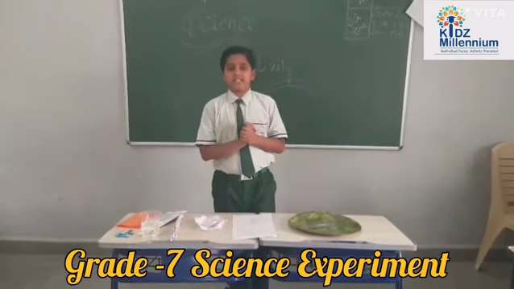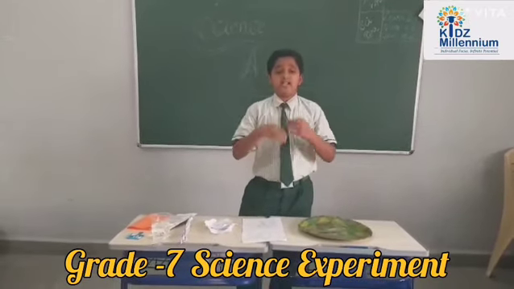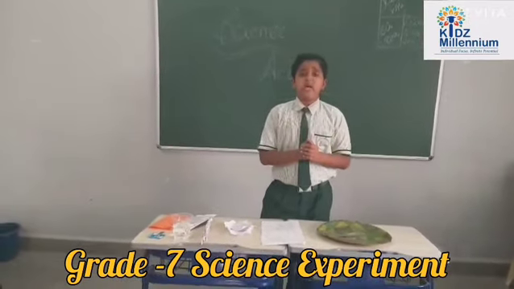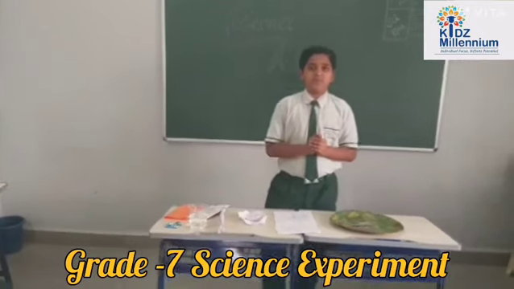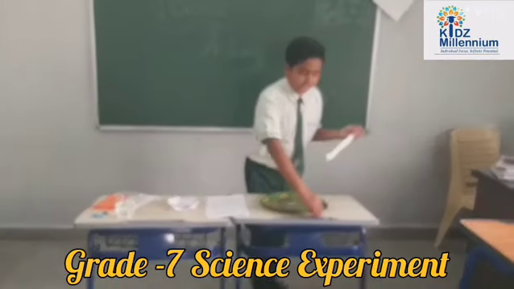But in chemical change, the substances undergo a change in their chemical composition, resulting in the formation of a new substance. Many chemical changes are not reversible. So I will show you an example. So this is a paper and I am going to burn it now.